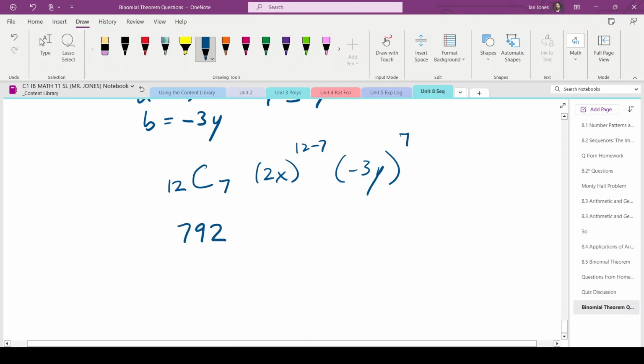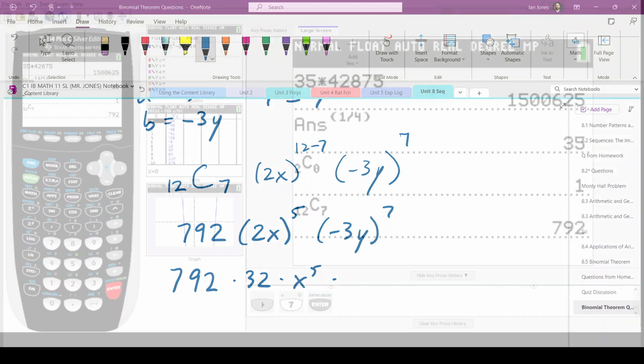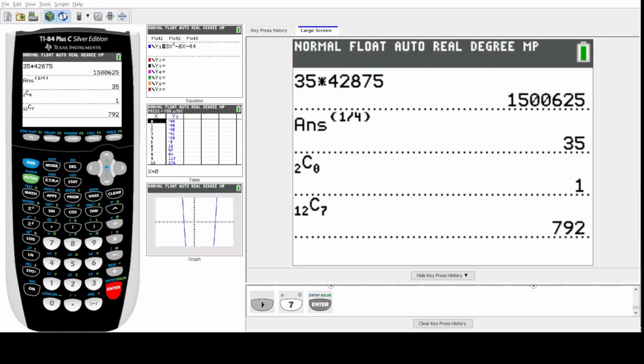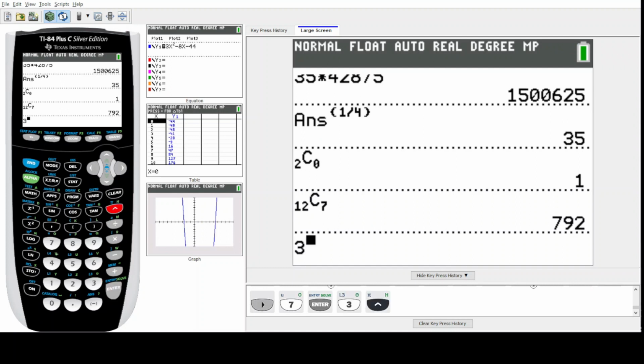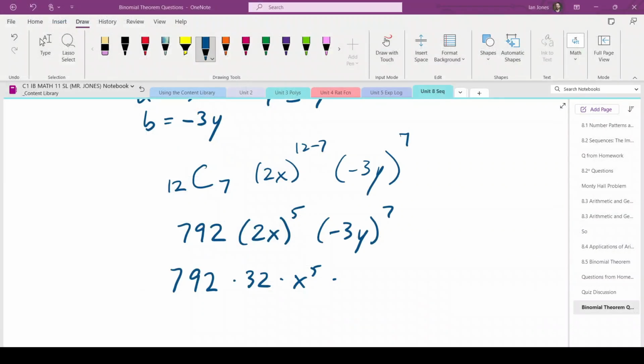So 792, (2x) to the 5, (negative 3y) to the 7. 792 times 2 to the 5, which is 32, times x to the 5, times negative 3 to the 7. Well, I'll jump back over to the graphing calculator. Negative 3 to the exponent of 7, well, I know that that's going to be a negative, so I'll just go 3 to the exponent of 7 and see what that is. 2,187. So negative 2,187 y to the 7.